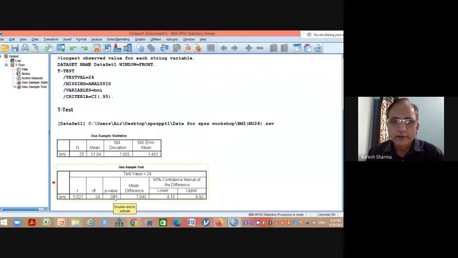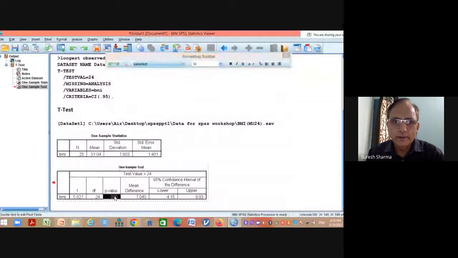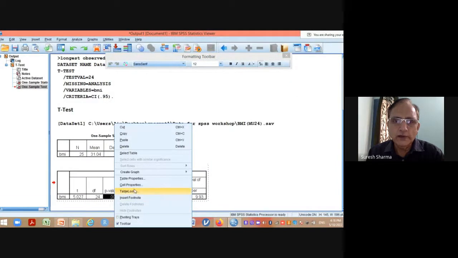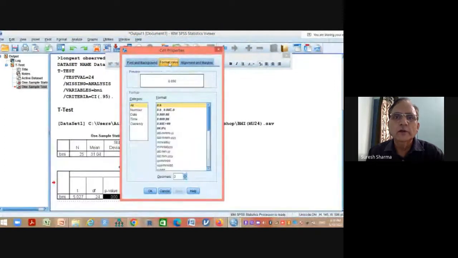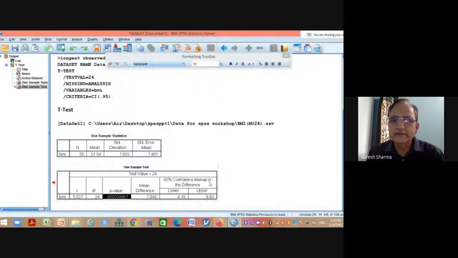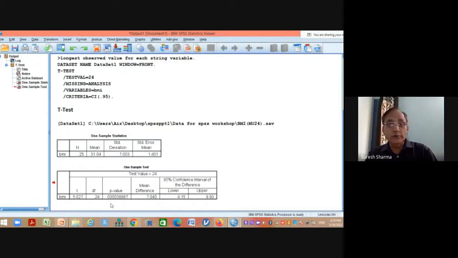I can prove it. If you double click here, then right click and go to cell properties, and in cell properties you go to format value, go to numbers and increase the decimals. Let's say I make this 13 decimals and press OK. Then you can see the exact p value. Actually, this is the p value. P value is never 0, right? But what we were getting was 0.000. If somewhere you are getting 0.000, then you must write this p value as less than 0.0001.